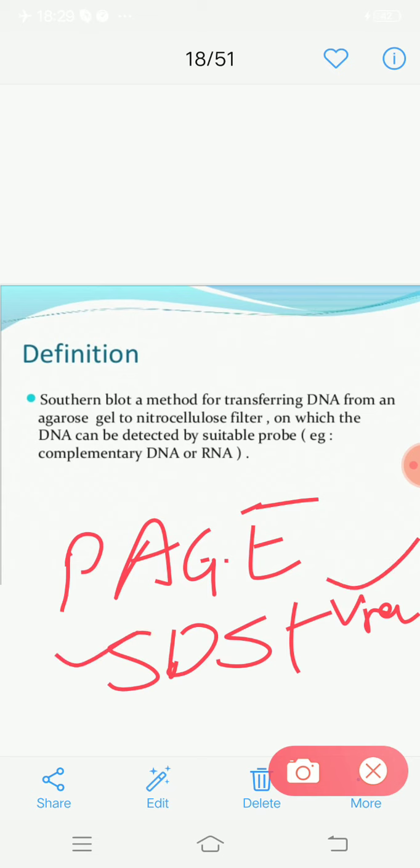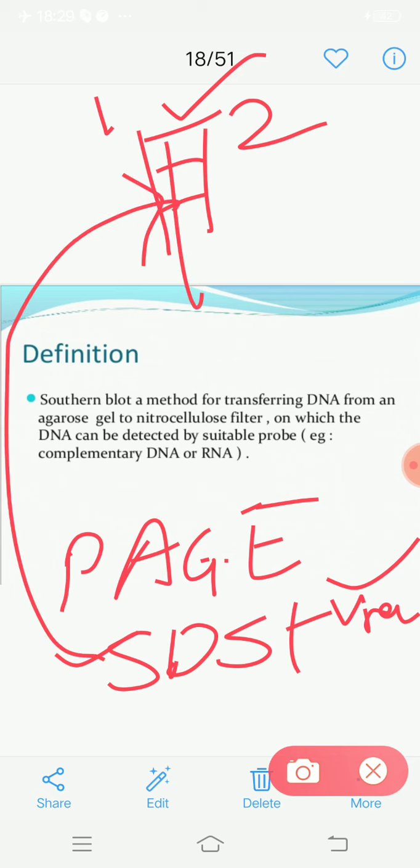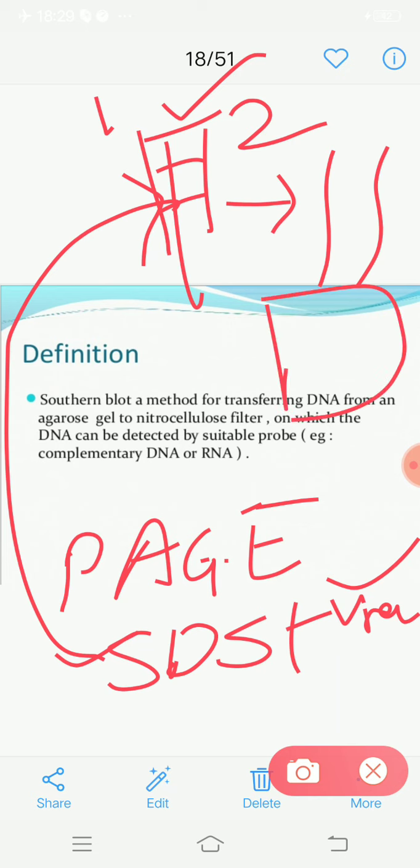SDS and urea are both denaturing agents which are used to break the hydrogen bonds. These are the hydrogen bonds. This is the first strand of DNA, the second strand of DNA. So these are the agents which are used to break this hydrogen bond so that it will become denatured. From double stranded it will become single stranded, and after that this single stranded DNA runs onto the agarose gel. It will get separated according to its length.